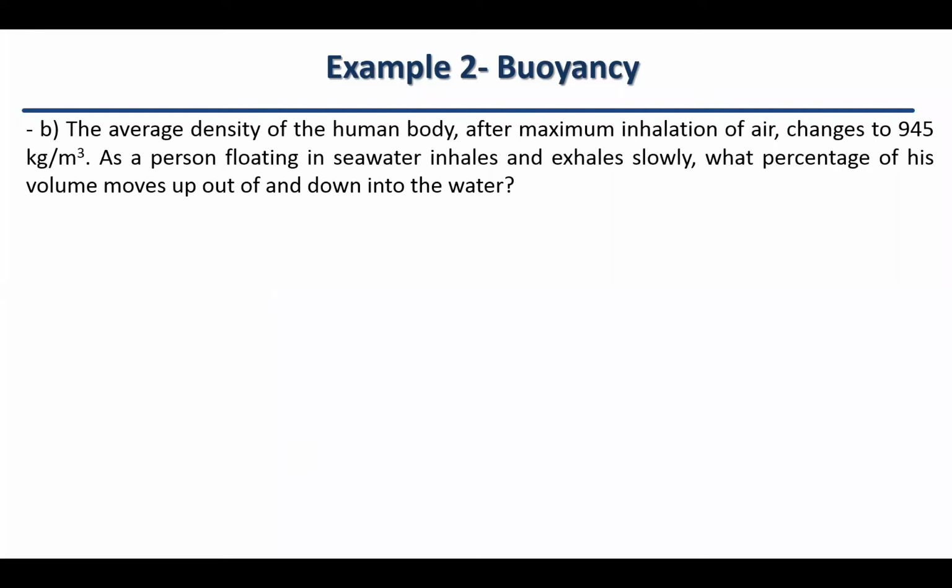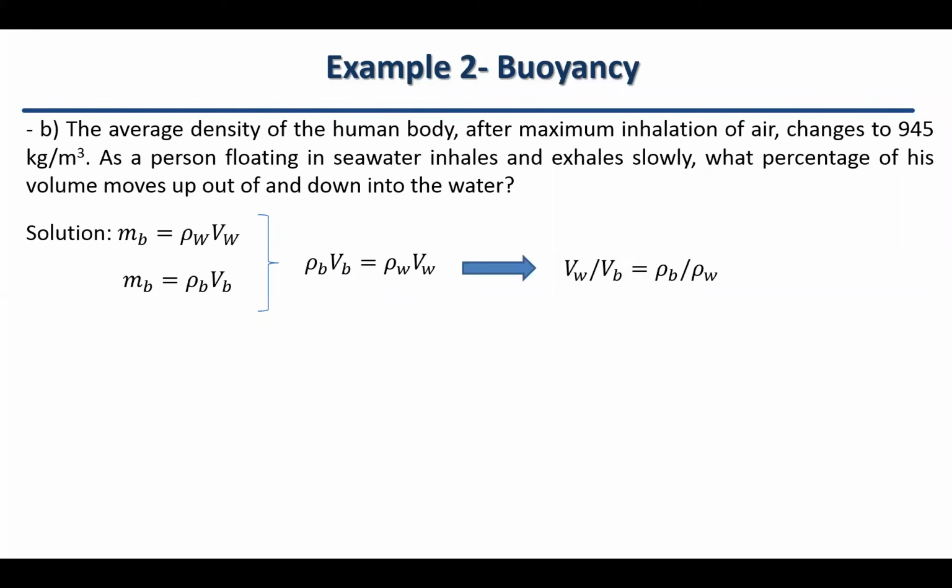Let's look at section B. If someone inhales and the density of the human body decreases to 945 kilograms per cubic meter, we're going to see what the situation is and how the submerged section in the water changes. So we're just going to use the same formula. We know this relationship, and we know this relationship here. So we're going to substitute for the second situation.